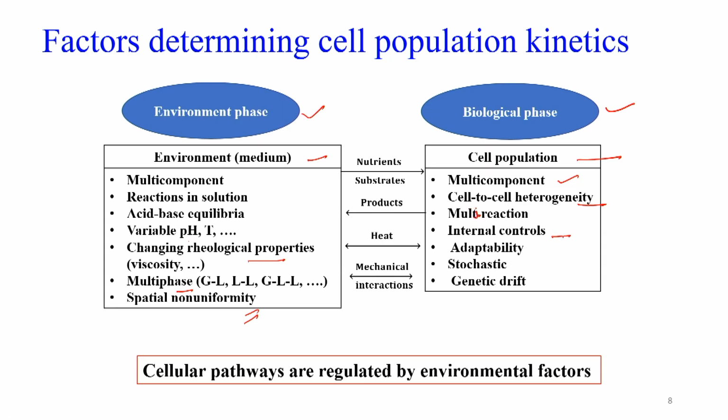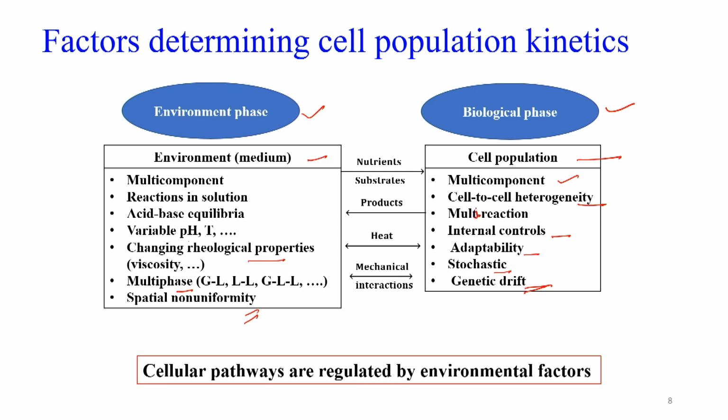Then there is an internal control which regulates those multiple reactions, and it also imparts adaptability. Finally, you will see this entire process has so much randomness that it gives a stochastic environment or stochastic behavior. In addition, there is another challenge, that is the genetic instability. Now, let us see how these two systems interact with each other.